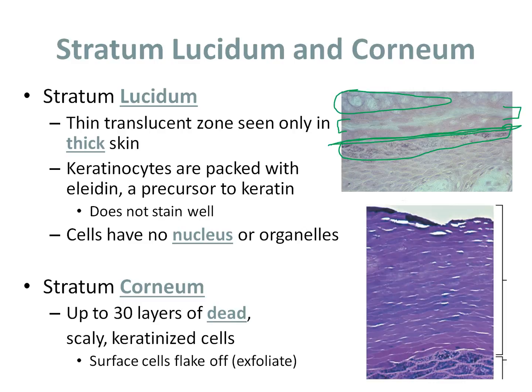And finally, in both types of skin, thick and thin, we see the stratum corneum, and that's this really thick layer. I kind of call it the flaky croissant layer because the cells look thin and flaky like a croissant. It's up to 30 layers of dead, scaly, keratinized cells. And these are the surface cells that flake off or exfoliate. So when you exfoliate, you're taking off some of those dead surface cells in the stratum corneum.